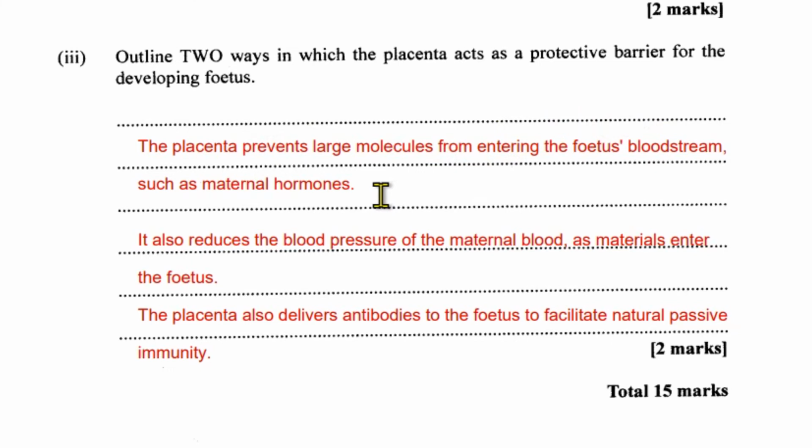So it would limit large steroid hormones and so on from actually entering and going into the fetus itself. It would also reduce the blood pressure of the maternal blood. I just spoke about that, as materials enter the fetus. And the placenta also delivers antibodies to the fetus to facilitate natural passive immunity, at least for the first years of its life, so it can protect itself against pathogens, at least until the baby is old enough to get shots.